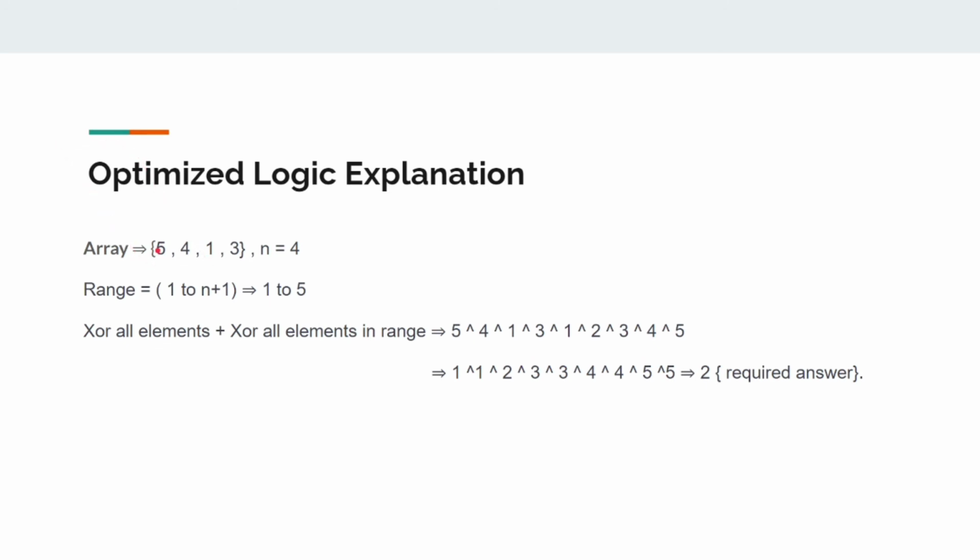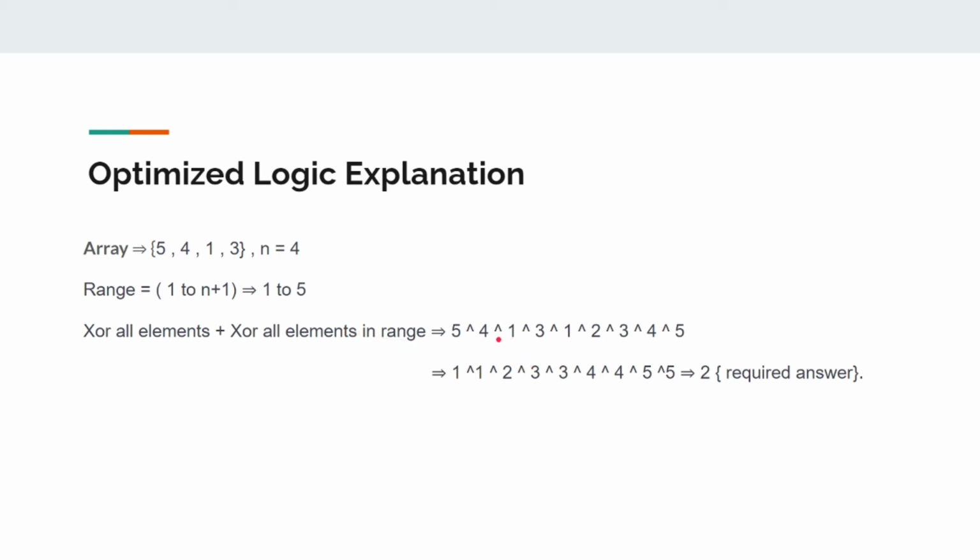In the same example where we had 5, 4, 1 and 3, n equals 4, so the range becomes 1 to n plus 1, that is 1 to 5. Let's XOR all the elements of the array first. So this becomes 5 XOR 4 XOR 1 XOR 3. Now the second step is we have to XOR the range of 1 to n plus 1 also, that is 1 to 5. So we are XORing 1, 2, 3, 4, 5, the entire range, with the result from XORing all the elements of the array. We will store all these values in a variable, and this variable will have the missing value.